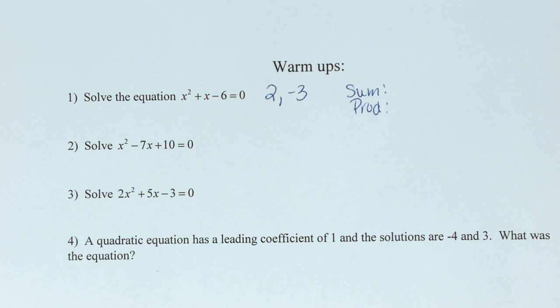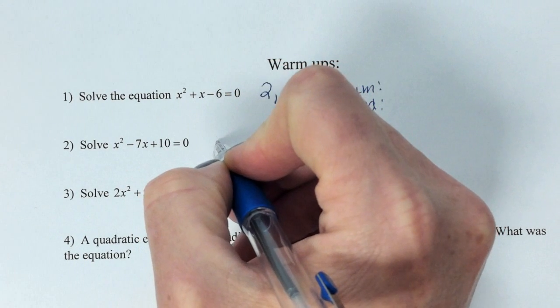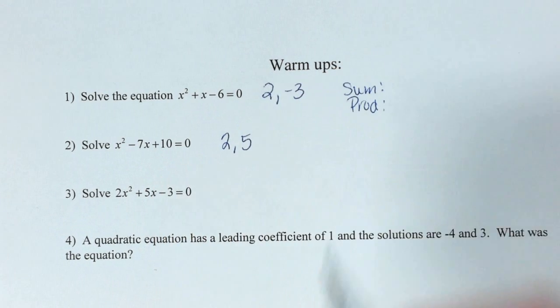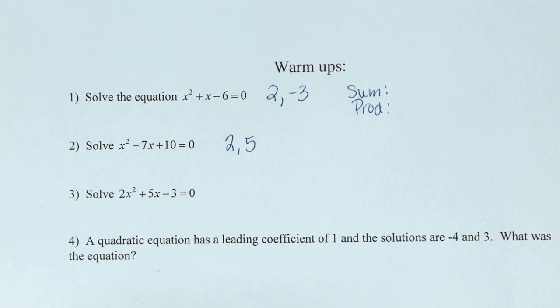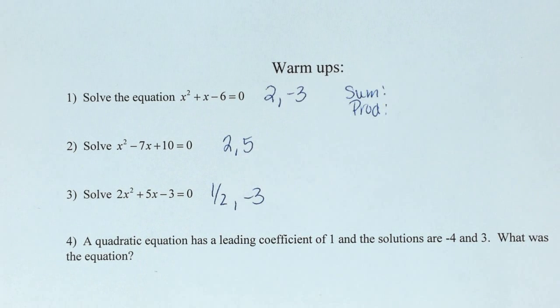Natalia, what are your answers for number two that you got in the warm-ups? Okay, so she got 2 and 5. All right, and then what about number 3? Charlie, what did you get there? 1/2 and -3. Okay, 1/2 and -3. And then on the last one, Amrisha, what did you do to figure this out?